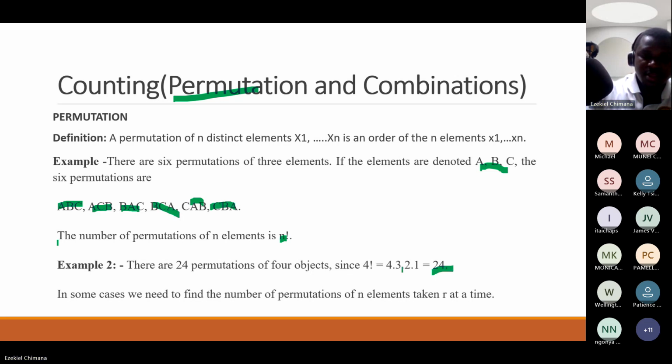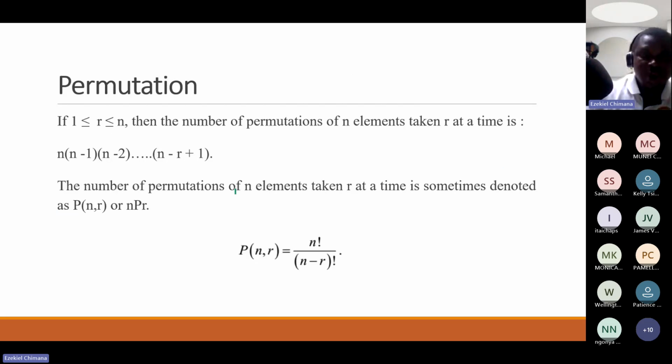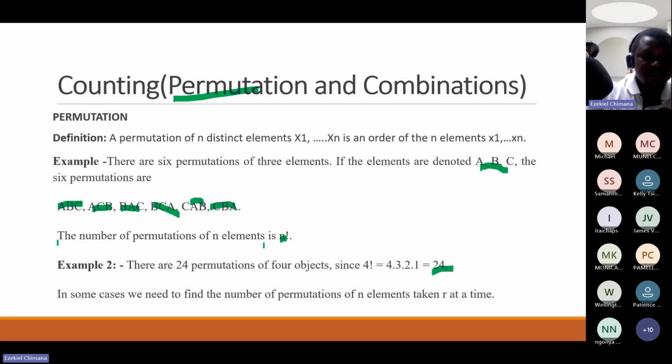So n factorial will give you the total number of permutations that you can form from a given alphabet. In some cases, we need to find the number of permutations of n elements taken r at a time. When I say taken r at a time, you are taking some of them at a time, not all of them, right? So what do you do in that scenario? Instead of just saying n factorial, what do you do?